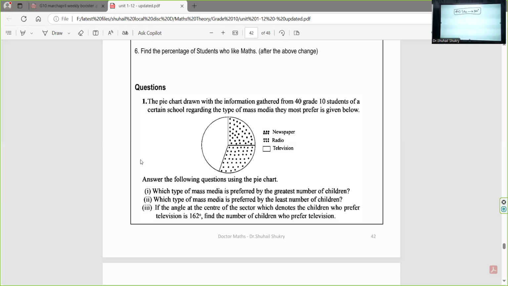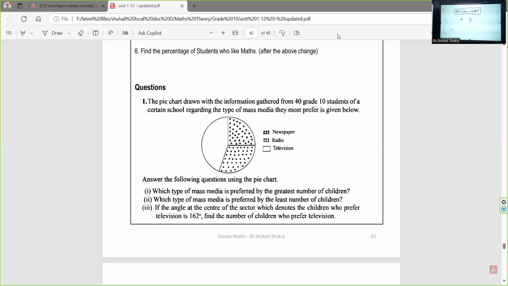Which type of mass media is preferred by the least number of children? Take newspaper. If the angle at the center of the sector which denotes the children who prefer television is 162 degrees, find the number of children who prefer television. They have asked only one question here. What's the question? Put amount and degree, like this: amount and degree.